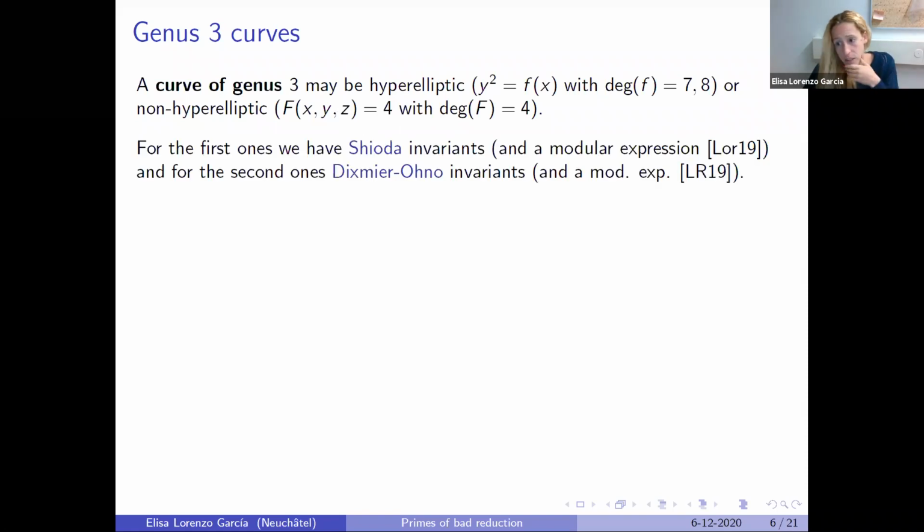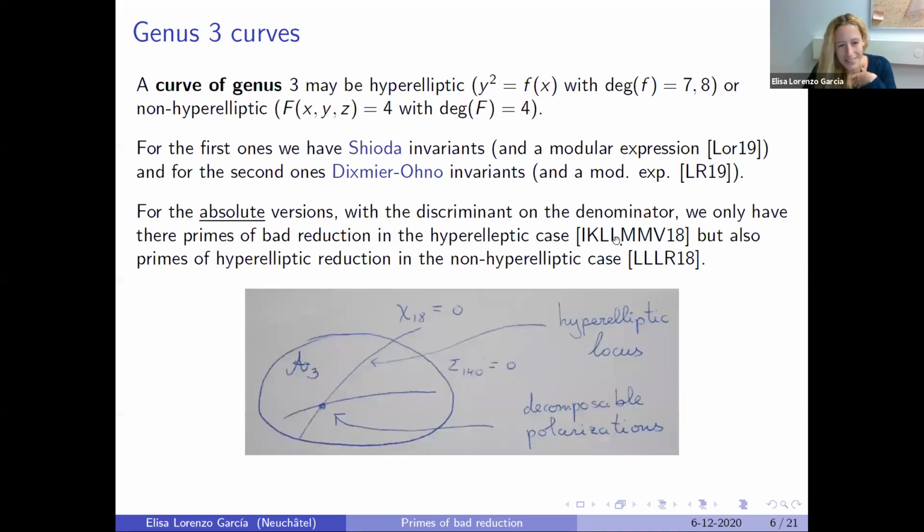So we have two families of genus 3 curves, and we have invariants for those families. For hyperelliptic curves, we have the Shioda invariants. And last year in a paper, I gave a modular expression for those invariants. So this is good. For the plane quartics, the non-hyperelliptic ones, we have the Dixmier–Ohno invariants. So we also have nice invariants, and we also have a modular expression that was given by Garcia, Ritzenthaler and others also last year. So we have nice invariants. We can keep going. What is happening now?